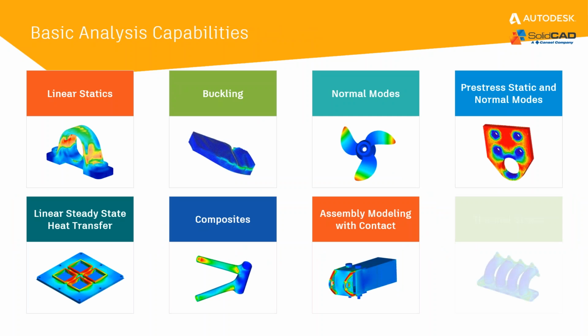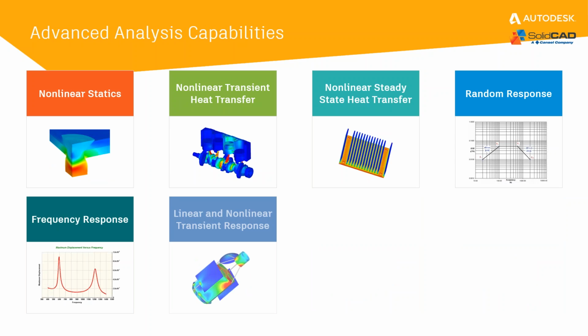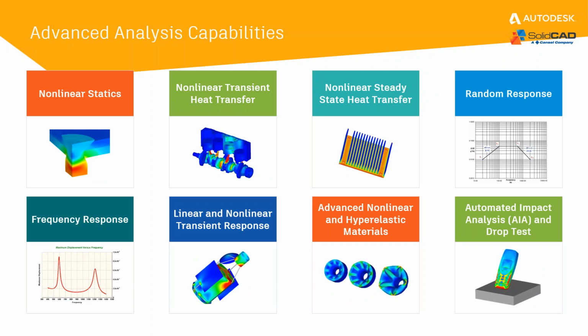Here are some of the basic analysis capabilities in terms of linear statics, buckling, modal, pre-stress, normal modes, linear steady-state heat transfer, composites, assembly modeling with contact, thermal stress, and some of the advanced analysis capabilities in terms of nonlinear static, nonlinear transient heat transfer, nonlinear steady-state heat transfer, random response, frequency response, response spectrum, linear and nonlinear transient response, advanced nonlinear and hyperelastic materials, drop test, and impact analysis.